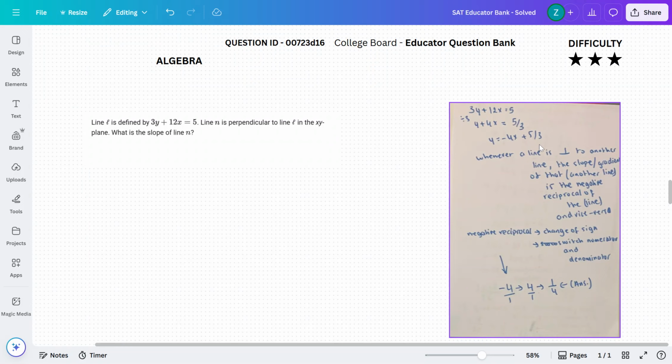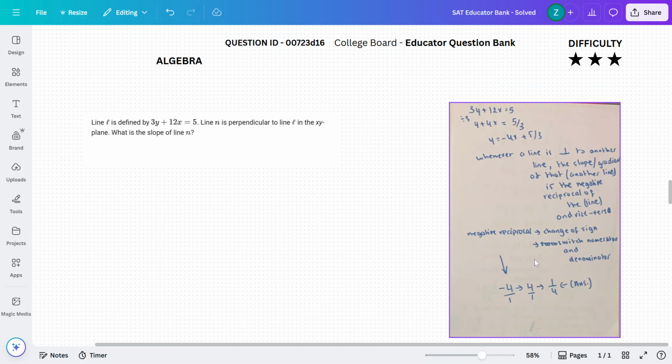So whenever a line is perpendicular to another line, the slope, or the gradient, same thing, of that line is the negative reciprocal of the other line, and vice versa. So whenever you have two lines that cross each other perpendicularly, the gradient of either line is the negative reciprocal of the other line.